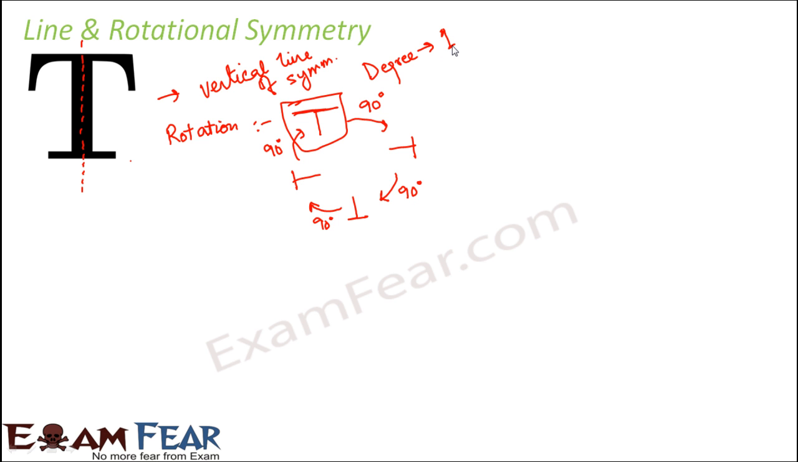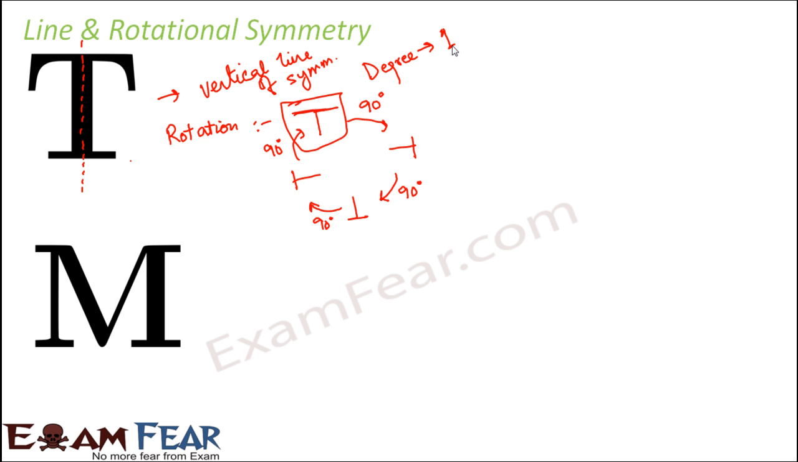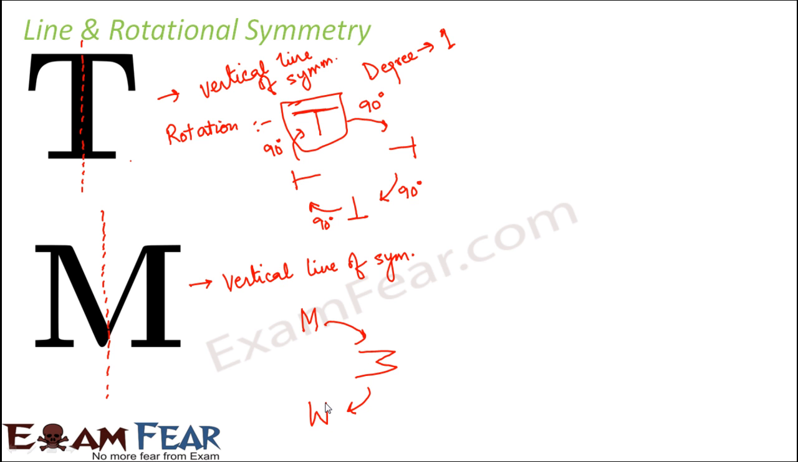Perfect. Okay, now let us look at another alphabet, M. In case of M also, if you talk about line symmetry, this also has a vertical line of symmetry. Let us talk about rotation. So this is M. When you rotate it by 90 degrees, it becomes like this. If you further rotate it by 90 degrees, it becomes like a W. When you further rotate by 90 degrees, it becomes like this. On further rotation by 90 degrees, it comes back to the original position. So in this case also, there is just one position, that is the original position, which is identical to itself. There is no other position which is identical. So the order of rotational symmetry is 1.